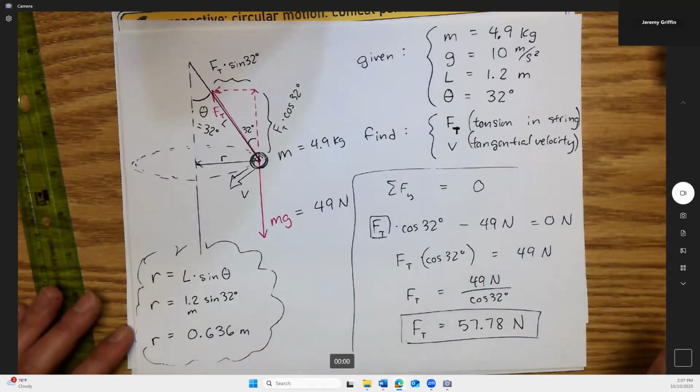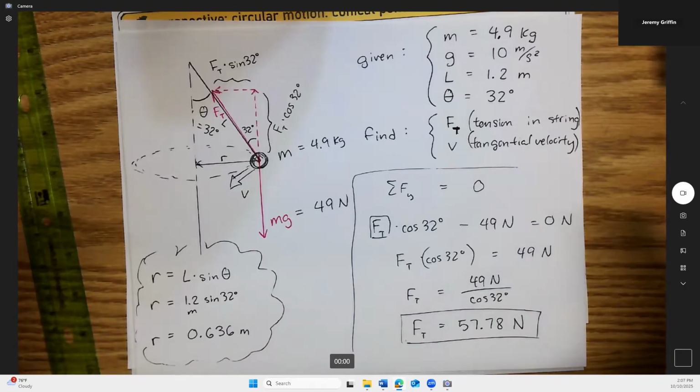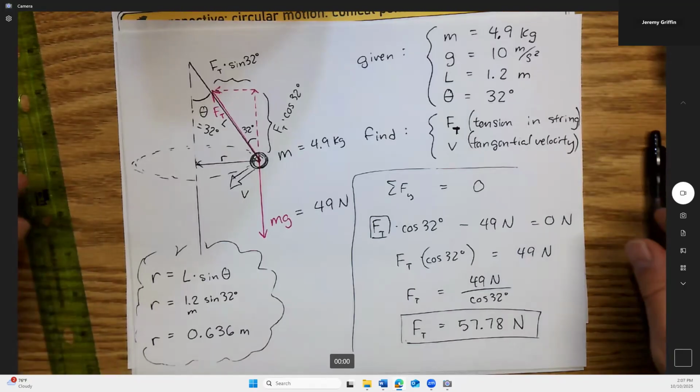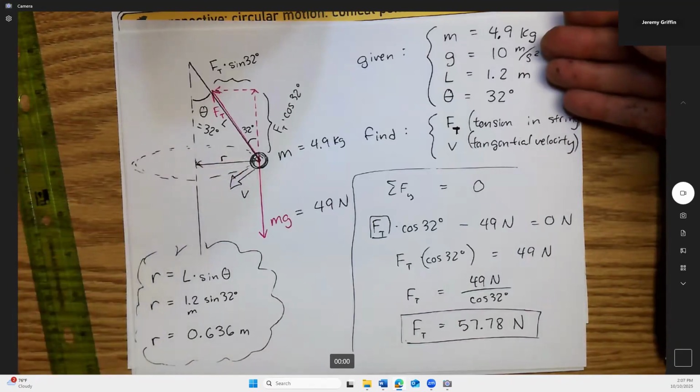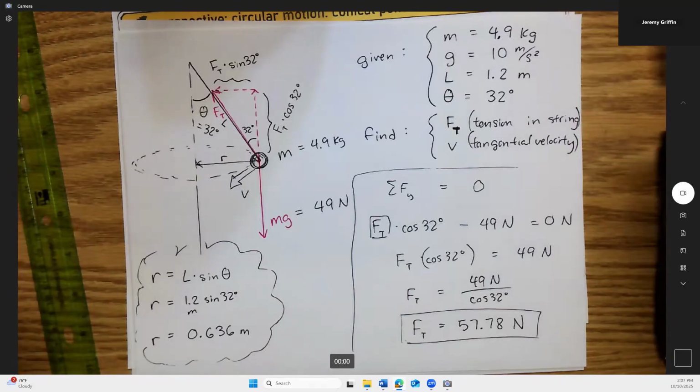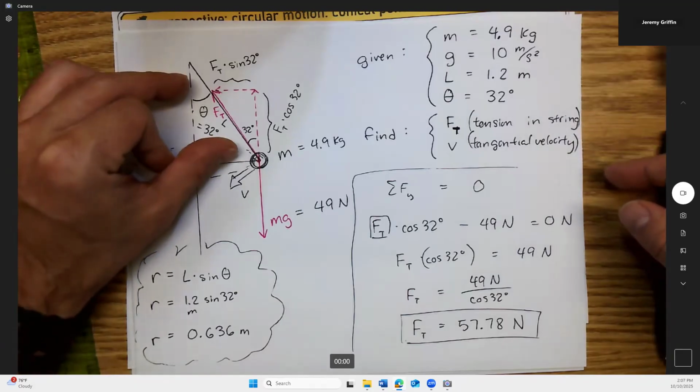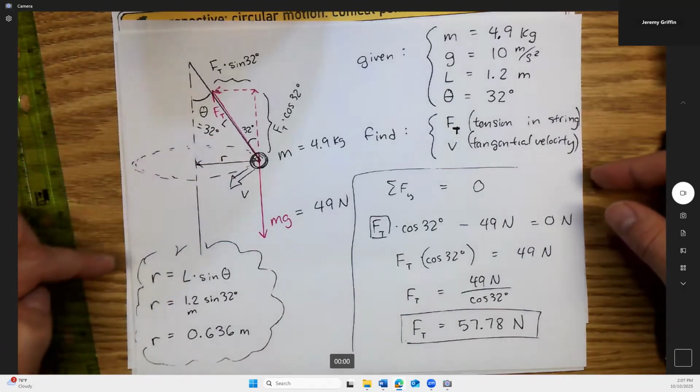Are you guys okay so far? While you guys are finishing writing that, digesting that, I'll give you a recap. There's a conical pendulum, some mass going around. I gave you enough information where you can determine everything else going on. And the questions are, what's the tension and what's the tangential velocity, so to speak?